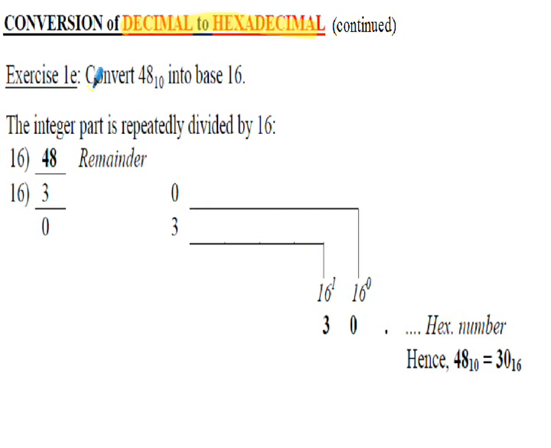Decimal to hexadecimal conversions, exercise 1e. We're asked to convert 48 in base 10 to base 16. As we're given an integer in base 10, we'll repeatedly divide by 16. So it will be 48 divided by 16. It gives us 3 times exactly with no remainder. So we write 0 under the 16 to the power 0 column. And then 16 to 3 does not go, so the remainder is 3, so that becomes 3 written under the 16 to the 1 column. So 48 in base 10 is 30 in base 16.